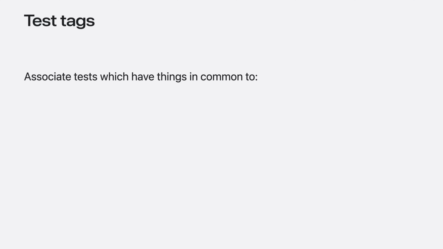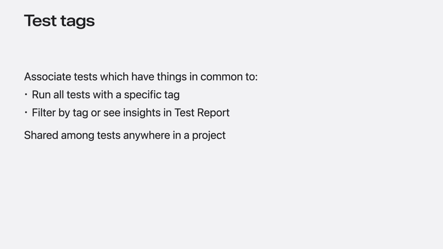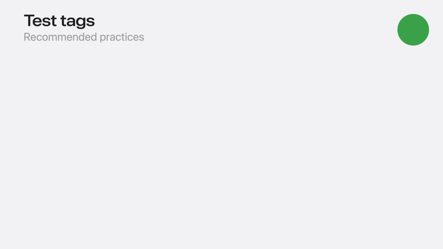You can associate tags with tests which have things in common. As an example, you might apply a common tag to all the tests which validate a particular feature or subsystem. This lets you run all the tests with a particular tag. It also lets you filter them in the test report, and even see insights there, such as when multiple tests with the same tag begin failing. Tags themselves can be applied to tests in different files, suites, or targets. They can even be shared among multiple projects.